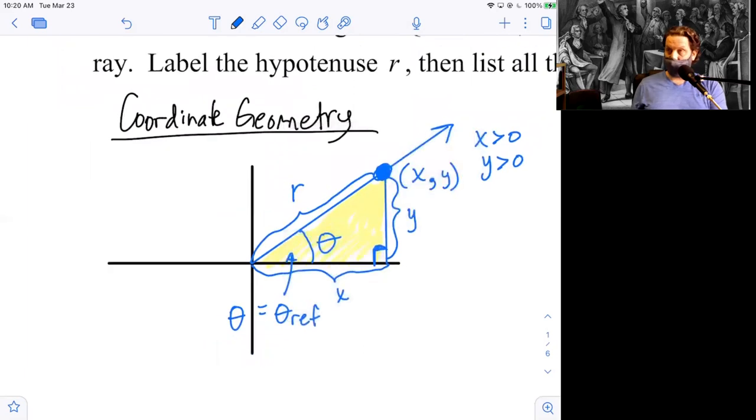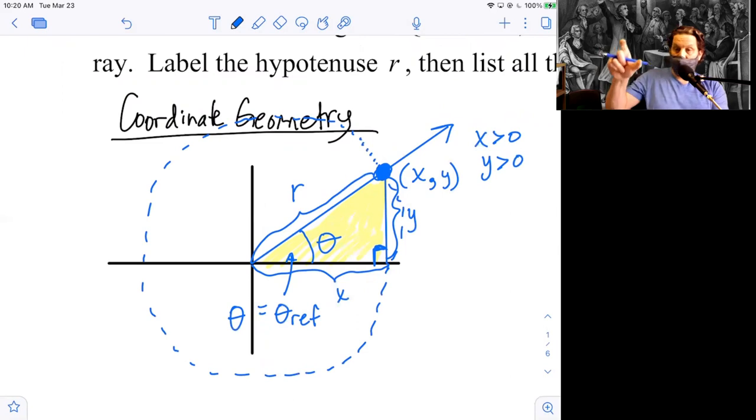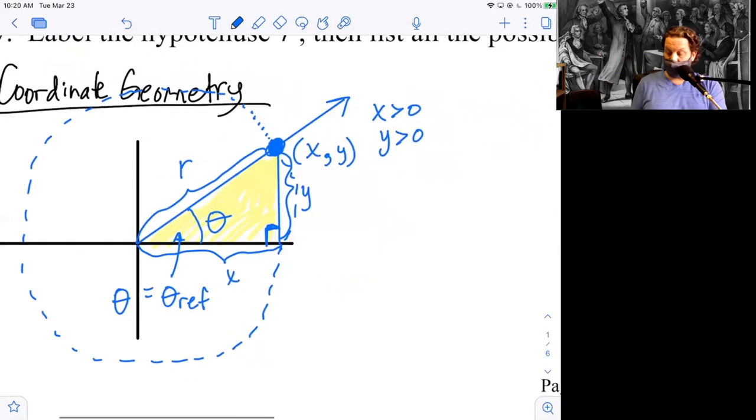X and Y makes sense because to get to that point, I go right X value, up Y value. If I were to take that point X, Y, and instead of stopping at theta, what if I were to continue rotating all the way around? What shape would it make? It would make a circle, right? And the hypotenuse ends up being the what of that circle? Radius. R is called the radius of rotation.